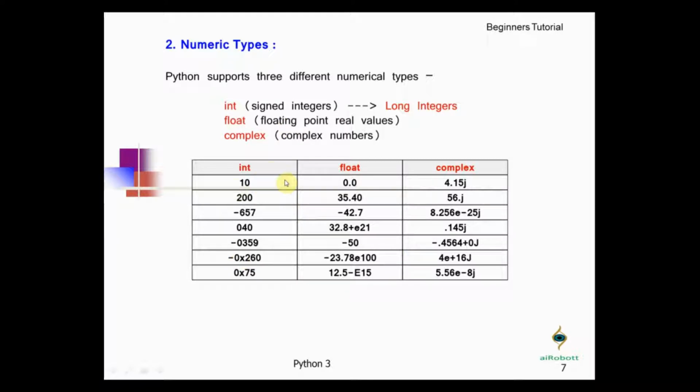Here, these are all the examples for the numerical types. This is the integer type: 10, 200, minus 6.7, minus 657. All these are just some examples to represent integers. Similarly, float: 0.0, 35.40, minus 45.7, and similarly complex numbers also. To represent an octal number, after 0 you have to use the o. If you want to represent a hexadecimal, after 0, you have to use the x. In complex numbers, x plus yj.